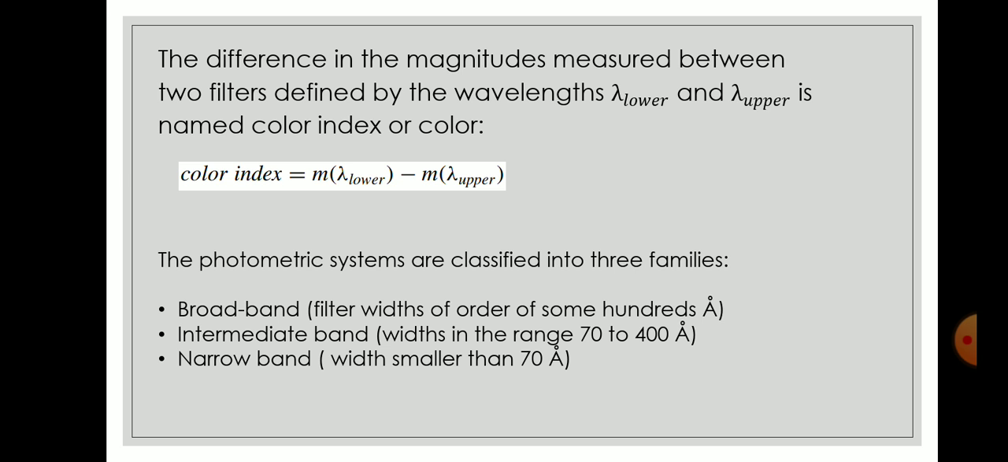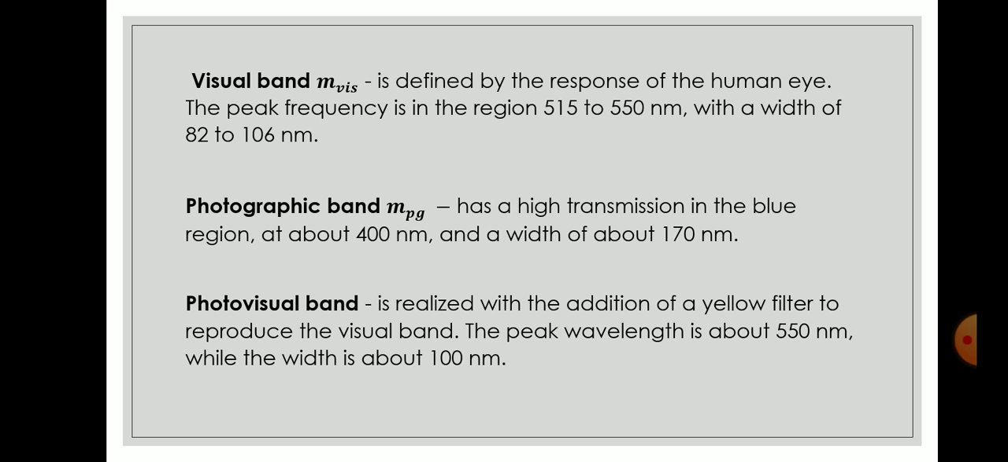Broadband systems are widely used, so we will focus on them more. The first photometric system is the visual band. It is defined by the response of the human eye. The peak frequency is in the region 515 to 550 nanometers with a width of 82 to 106 nanometers.